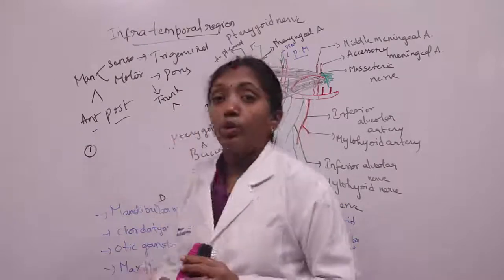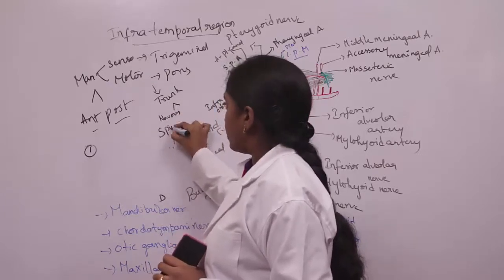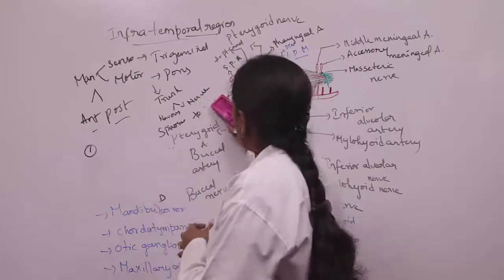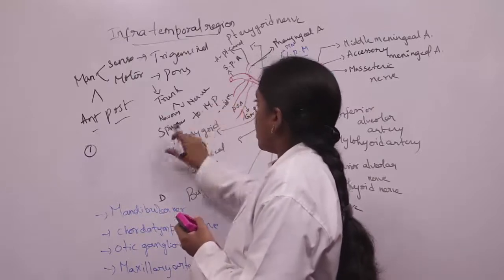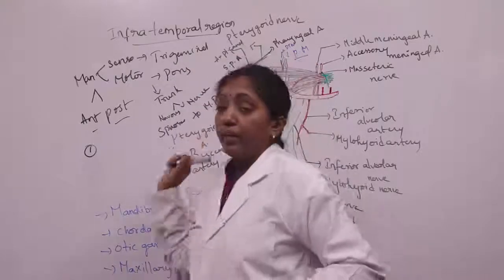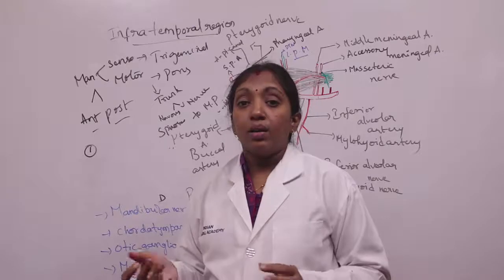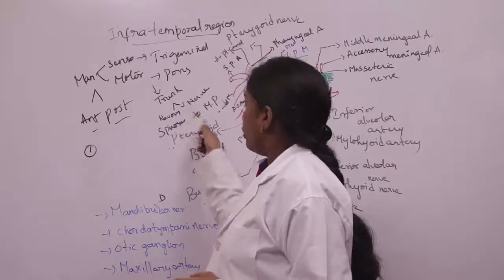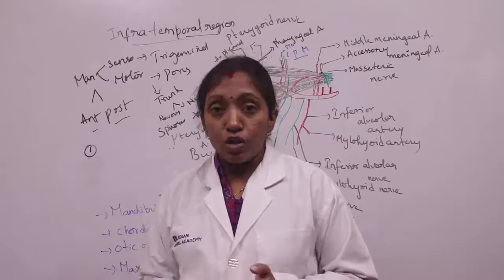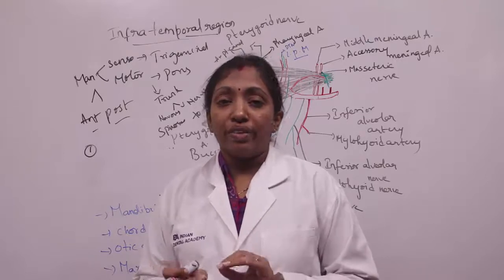From the trunk of the mandibular nerve, two nerves arise. One is nervus spinosus, and the other one is nerve to medial pterygoid. Nervus spinosus passes through the foramen spinosum and supplies the dura mater of the brain. And the nerve to medial pterygoid supplies the medial pterygoid muscle, which is an important muscle of mastication, and also it supplies tensor veli palatini and tensor tympani by passing through the otic ganglion without interruption.